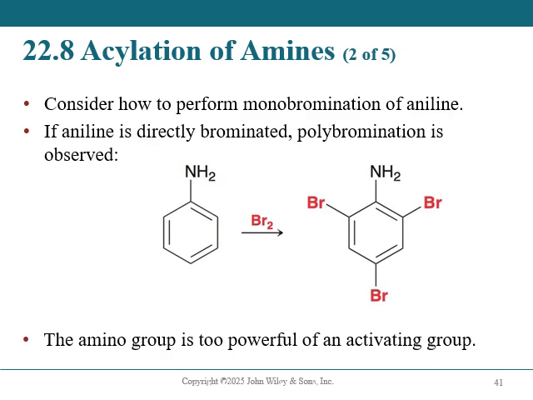Consider how to perform monobromination of aniline. If aniline is directly brominated, polybromination is observed. That means that just having the benzene by itself is not going to generate anything really. But if you have that amine group, you now have aniline, and when you add an excess of bromine, then you get bromine in the ortho and para positions. The amino group is too powerful of an activating group. That's the consequence, or basically the takeaway point from this slide.